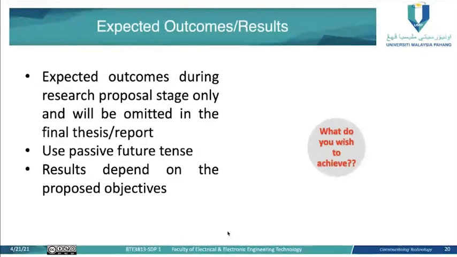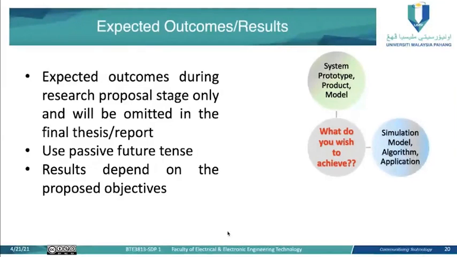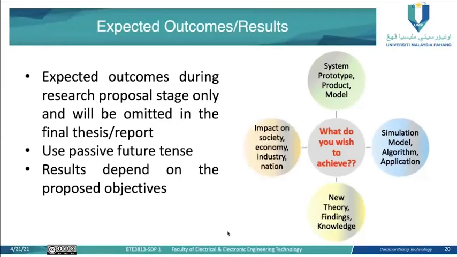So in order to achieve these goals, we are going to come out with a system, for example a prototype, product, model, simulation model, algorithm, application, new theory, findings, knowledge, impact on society, community, and industry, or even on nature. This will be the expected outcome of your project or your proposal. For example, if you plan to develop a system model or prototype, you need to highlight that the outcome will be a prototype for this system with these specifications.